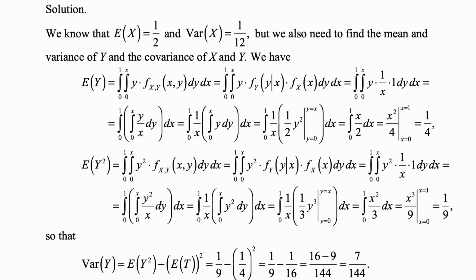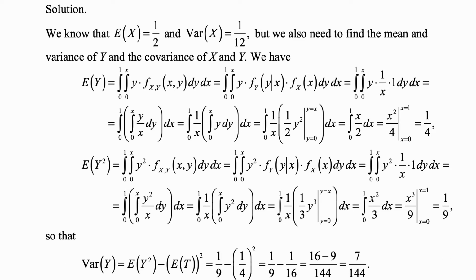Well, 1 over x is not a function of y, so we can put it in front of the inner integral. So this becomes the integral from 0 to 1 of 1 over x times the integral from 0 to x of y dy, dx. So the integral from 0 to 1 of 1 over x times 1/2 y squared evaluated from 0 to x, dx. So that's 1/2 x squared times 1 over x, which is 1/2 x. So we have the integral from 0 to 1 of 1/2 x, which is x squared over 4 evaluated from 0 to 1, and that's 1/4.